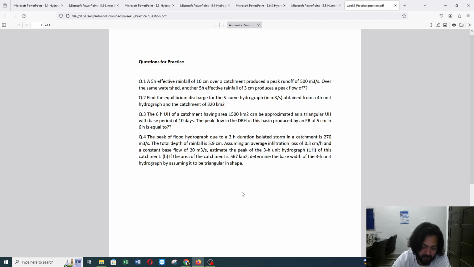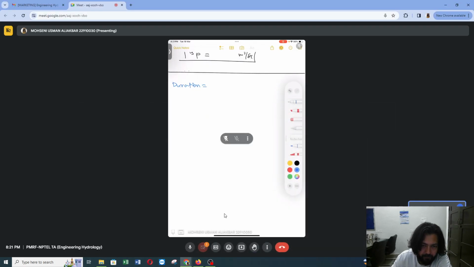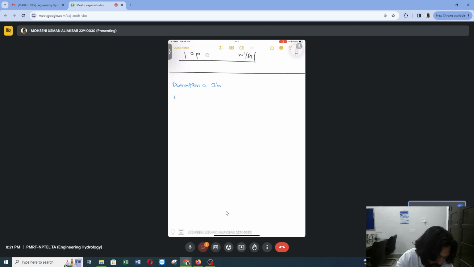So first thing that is given to us is the duration of rainfall. So the duration is known to us, that duration is 3 hours, right? Then they have mentioned losses. So the losses are 0.3 centimeter per hour. For 1 hour the losses is 0.3 centimeter, so for 3 hours it would be 0.3 into 3, which is 0.9 centimeter.